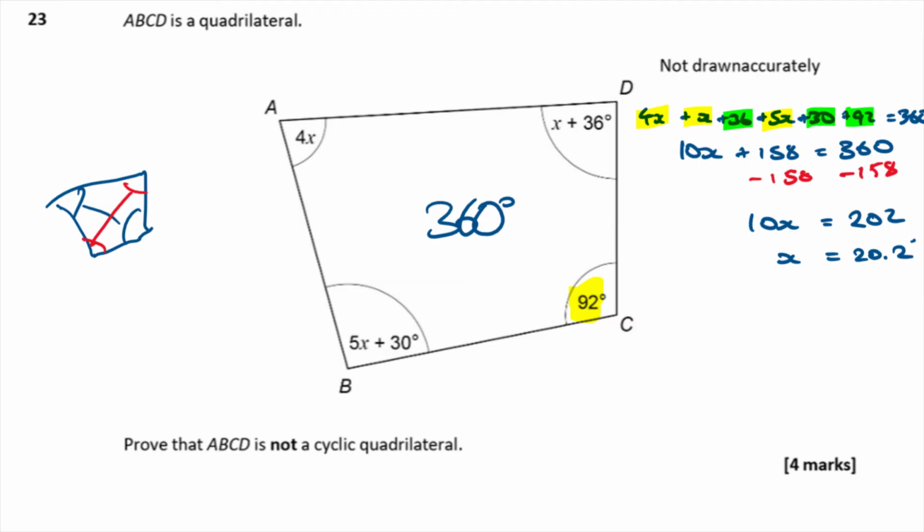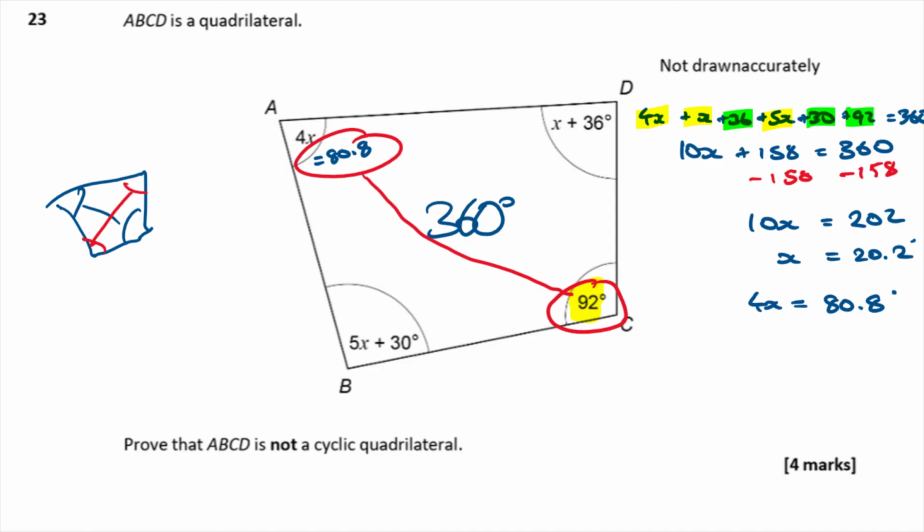So given that x is 20.2, then 4x is going to be 4 lots of that. That's going to be 80.8, isn't it? So this one up here is 80.8. Can I add 80.8 to 92 and make 180? No, I cannot. And that is why this is not a cyclic quadrilateral.